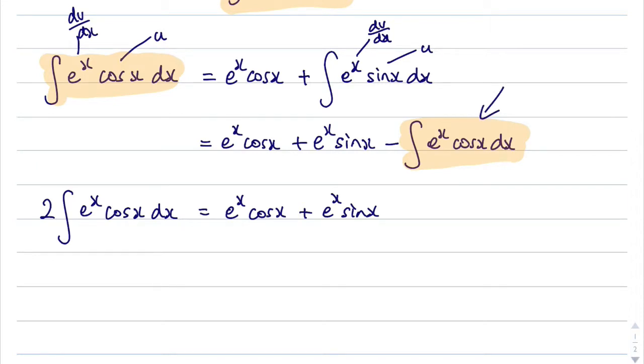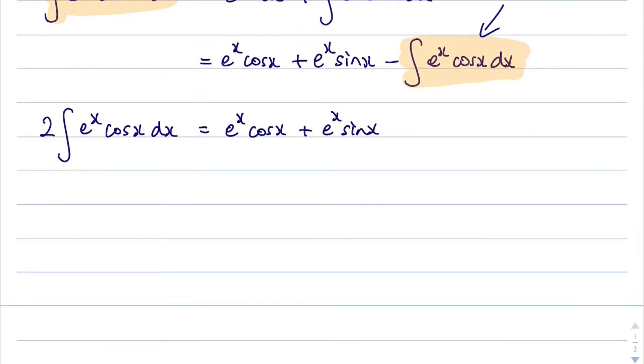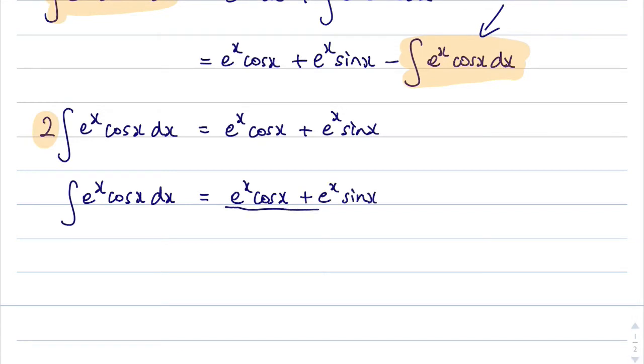Now what we can do is divide that integral on the left by 2 to eliminate that 2. So I'm going to eliminate this 2 here simply by dividing by 2, and I'll do that to both sides. So what we get is the integral of e to the x cos x dx is equal to e to the x cos x plus e to the x sine x, and that is all over 2.